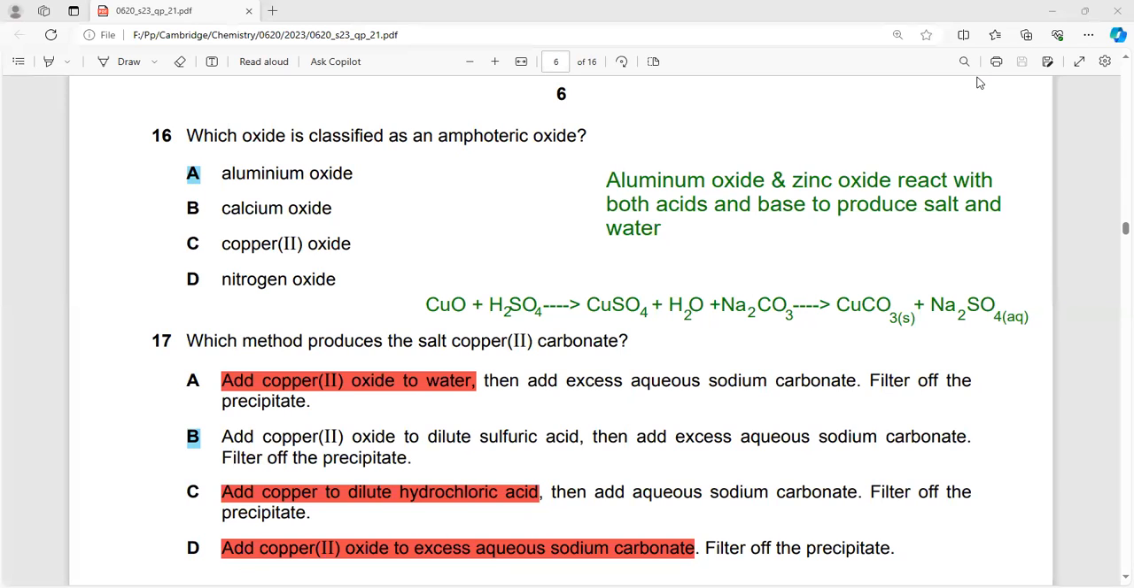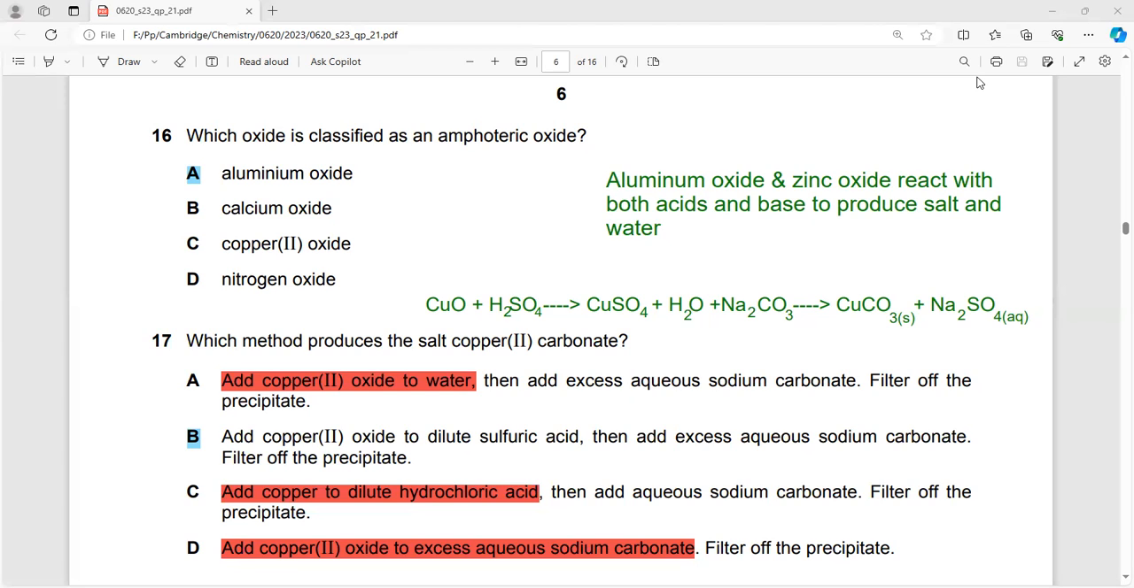Question number 16. Which oxide is classified as an amphoteric oxide? We have three different types of oxide. For example, when a metal reacts with oxygen and produces a metallic oxide, these are basic oxides. In the same way, when a non-metal reacts with oxygen and produces a non-metal oxide like carbon dioxide, these are acidic oxides.